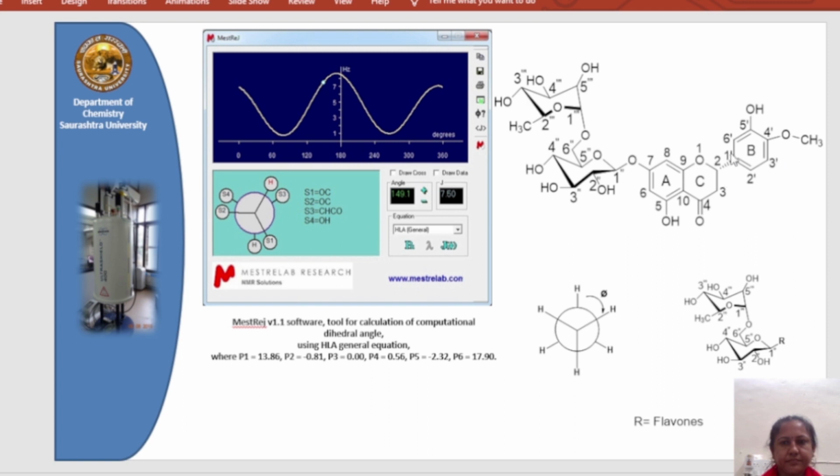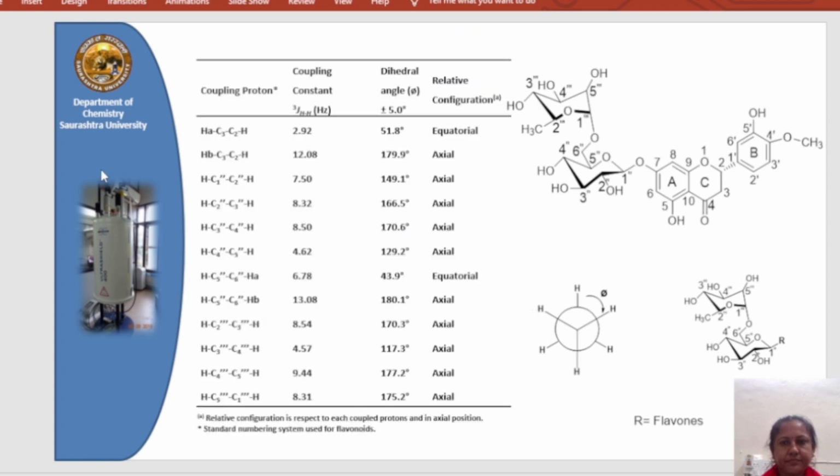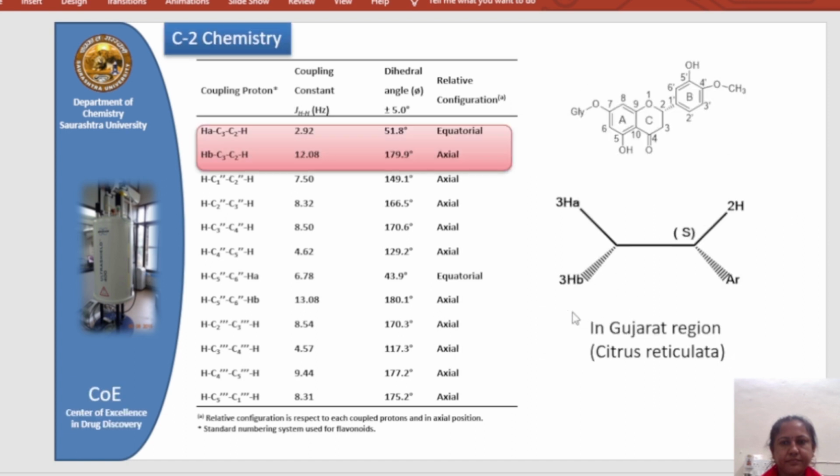So we find out the relation between C1 and C2. What is the dihedral angle between C1H and C2H? Exactly what is the value? In the next slide we can see that for C3 and C2, the 3J coupling is 2.92 and the dihedral angle is 51.8, meaning it is in the equatorial position. For the other one, it is 12.08, and we find the dihedral angle is 179.9, meaning it is axial. So exactly we find the dihedral angle related to this.